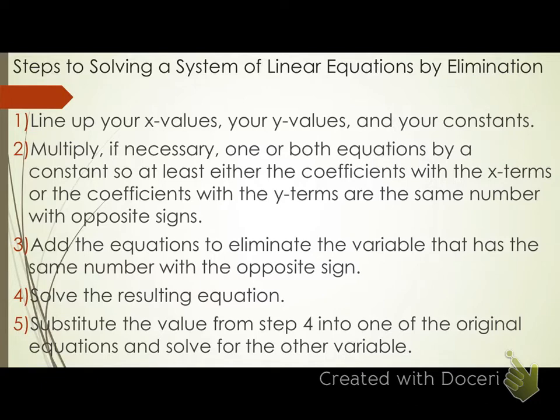Step 1, line up your x values, your y values, and your constants. So usually we're given our systems of equations stacked on top of each other, correct? So that's just saying, line up your x values, line up your y values, line up your constants. A lot of the times it's already done for you, so we don't have to worry about step 1. Step 2, multiply, if necessary, one or both equations by a constant, so at least either the coefficients with the x terms or the coefficients with the y terms are the same number with opposite signs. So that's my goal when I'm trying to eliminate one of my variables.